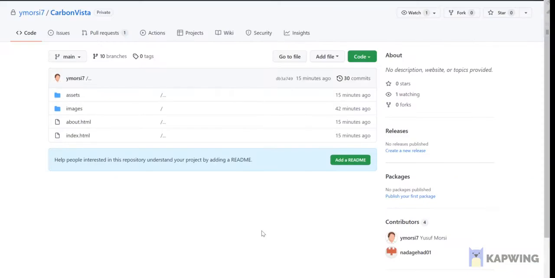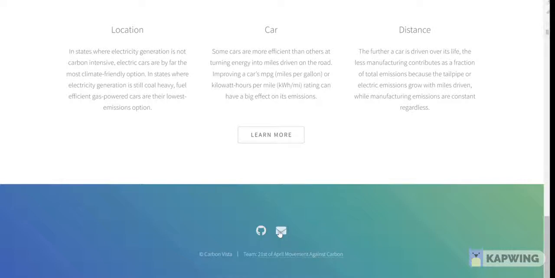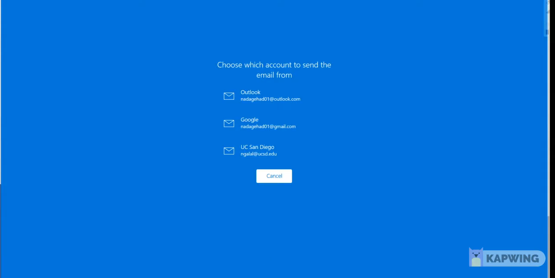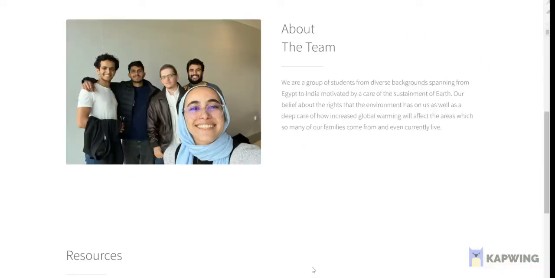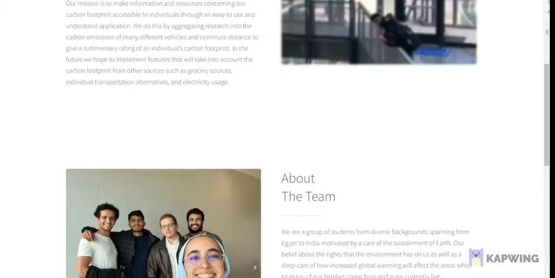When the user presses on the GitHub icon on the bottom in the footer, they are led to our GitHub repository, which shows our code for this calculator and the website. When the mail icon is pressed, the user is led to their email app where they can send an email to us, and our email will be put into their send section of that email. It's already making it easier for them.